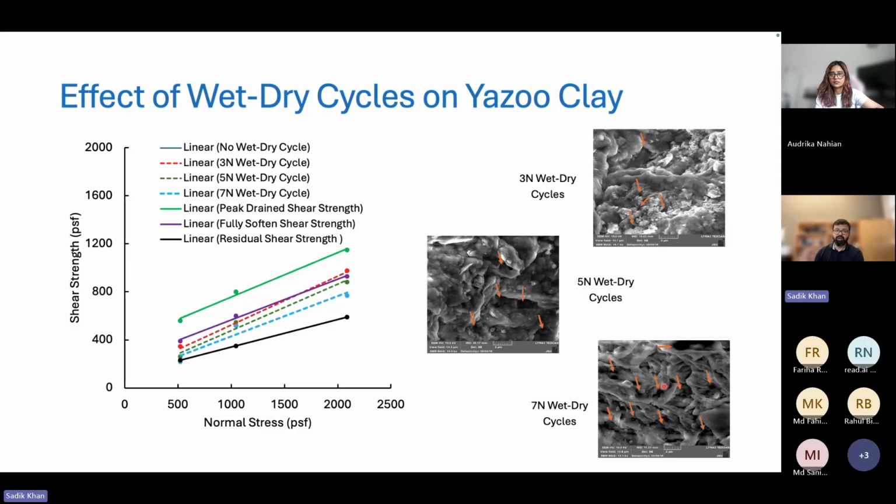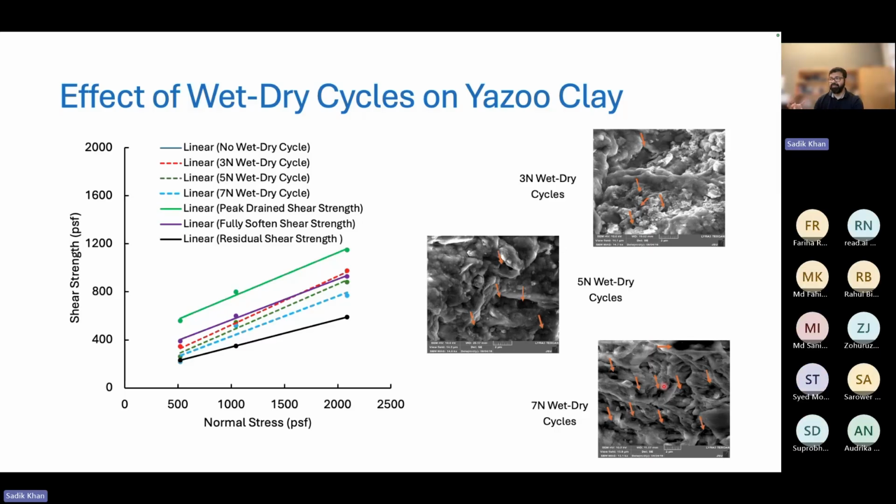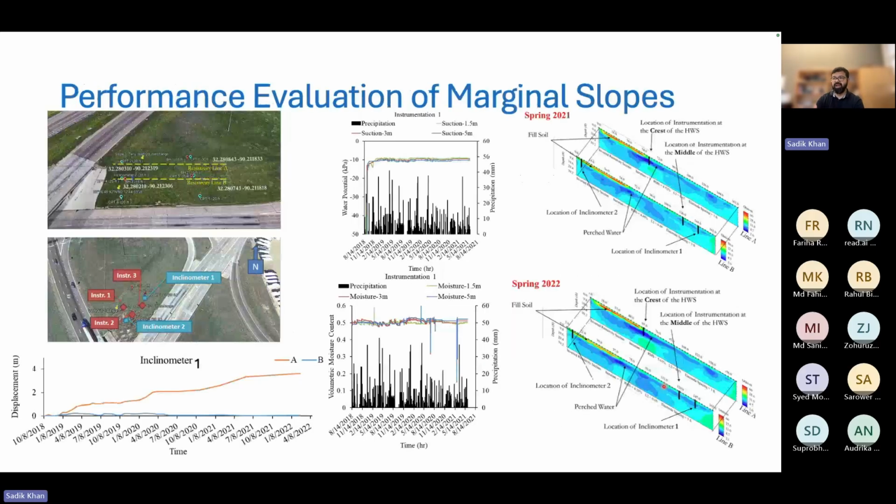Now, if the permeability goes up, what will happen is a slope that contains expansive soil and has a high number of wet-dry cycles, or high permeability, will have some challenges when it gets exposed to rainfall. And this is what we have noticed from our field study.